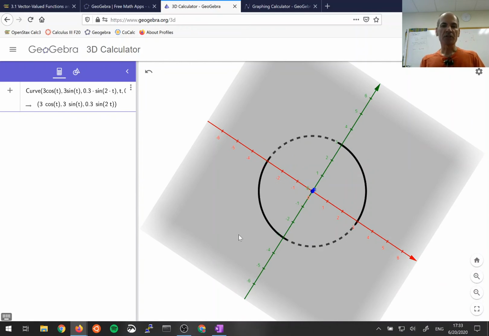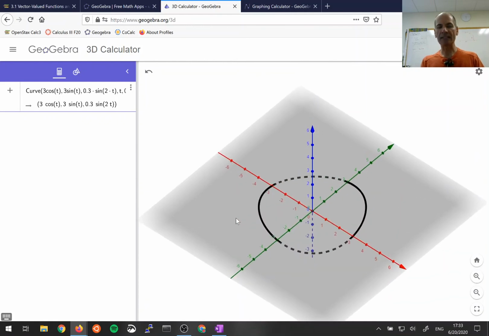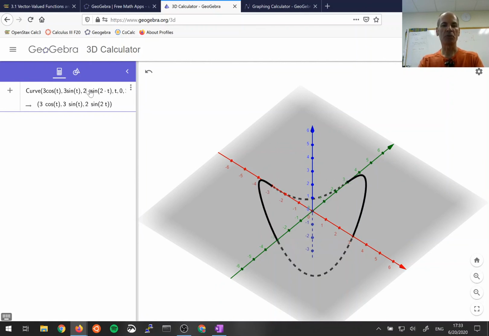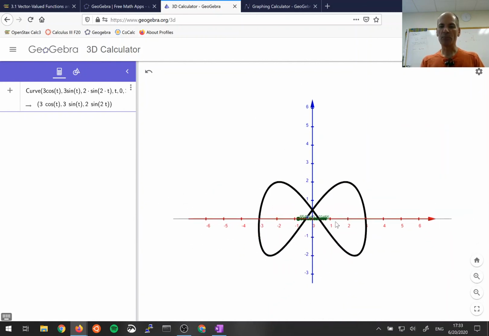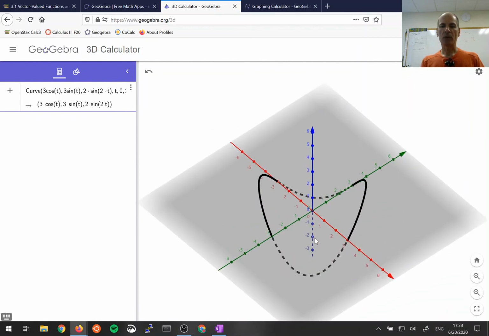We could also make the up and down motion more dramatic. How do you think we might do that? Okay, the amplitude in the z direction. Let's change it to, I don't know, 2. Changing it to 2, we see a much more dramatic swing up and down above and below the xy plane.